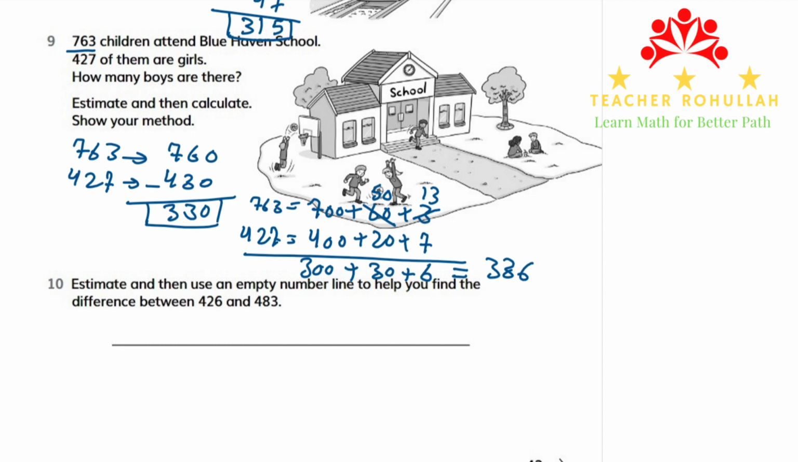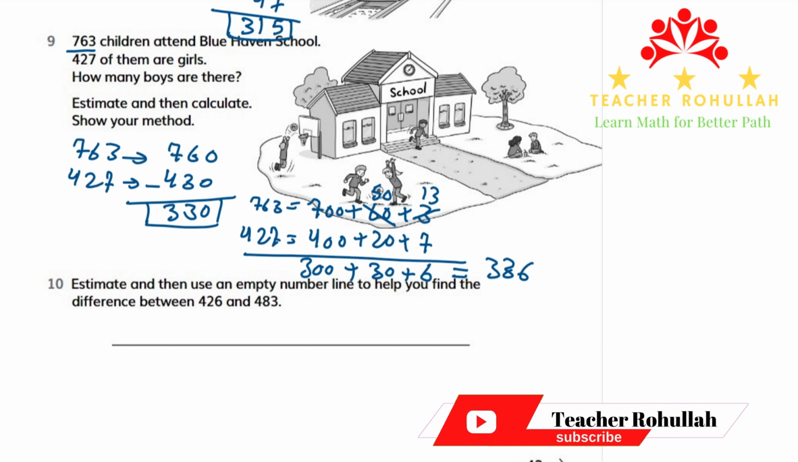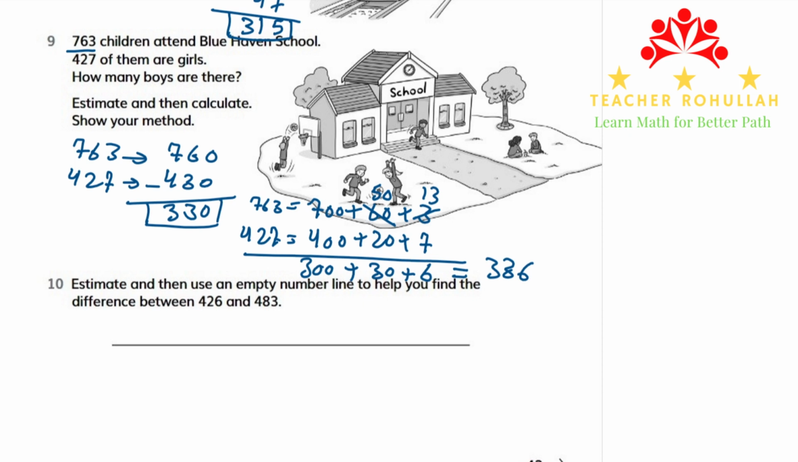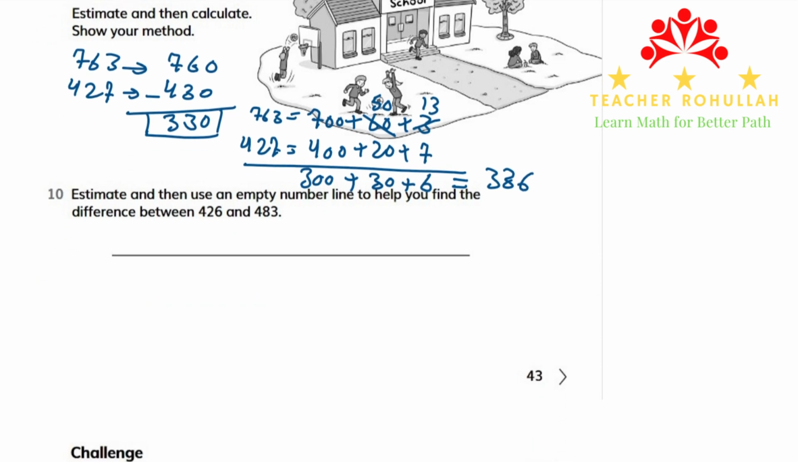Let's now work on question number 10. In question number 10, it says, estimate and then use empty number line to help you find the difference between 426 and 483. Okay, so before finding the exact number or the exact difference between the two numbers, I have to estimate. To estimate, I use rounding.